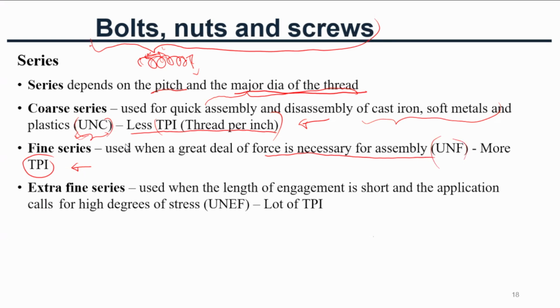So if you see the notation UNC somewhere, you identify it as a coarse series. If you see UNF, you can identify it as a fine series. And finally you have the extra fine series. What is this?